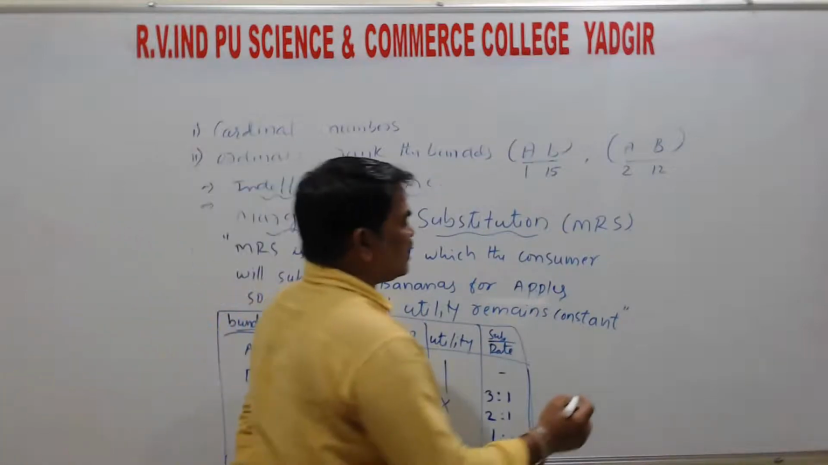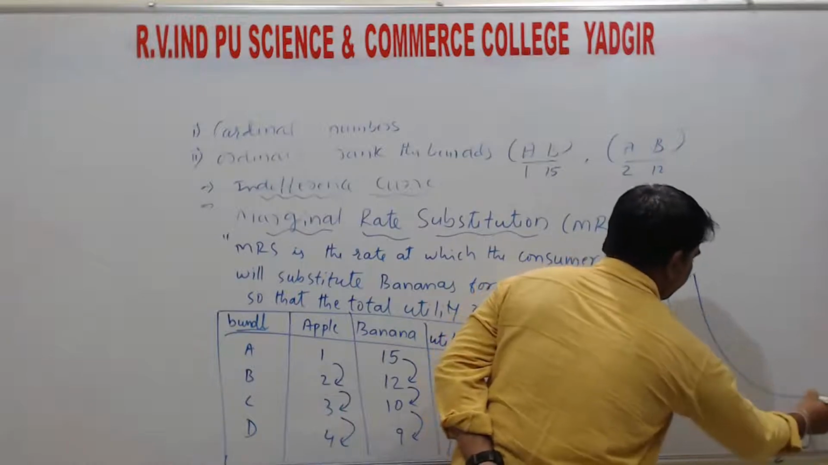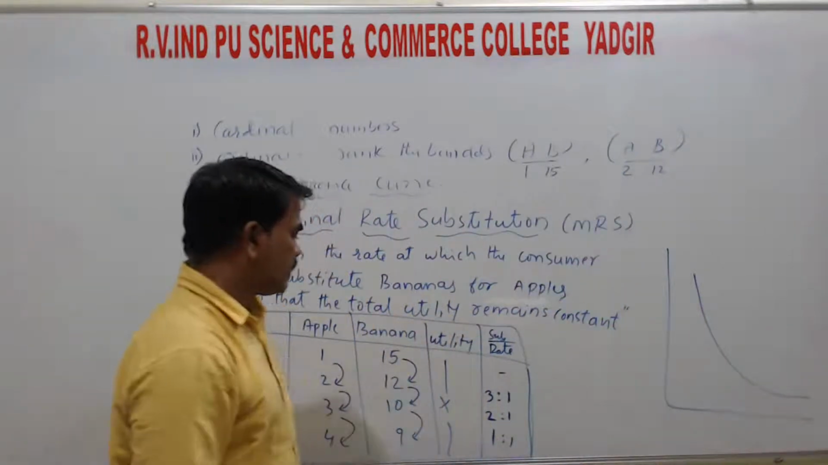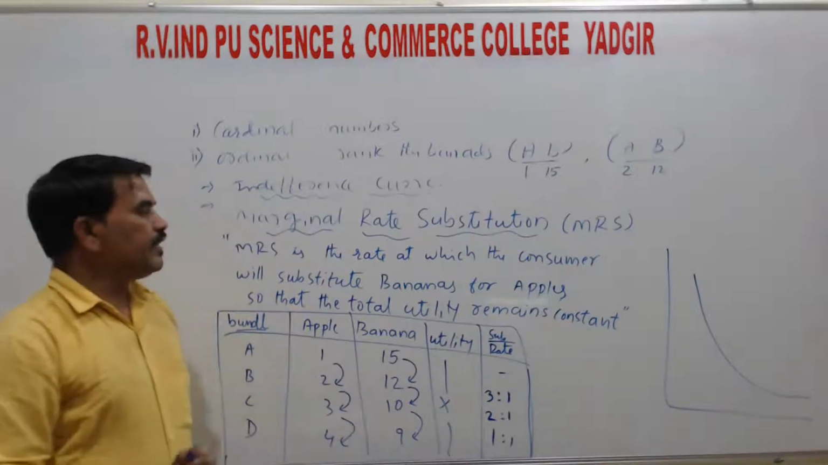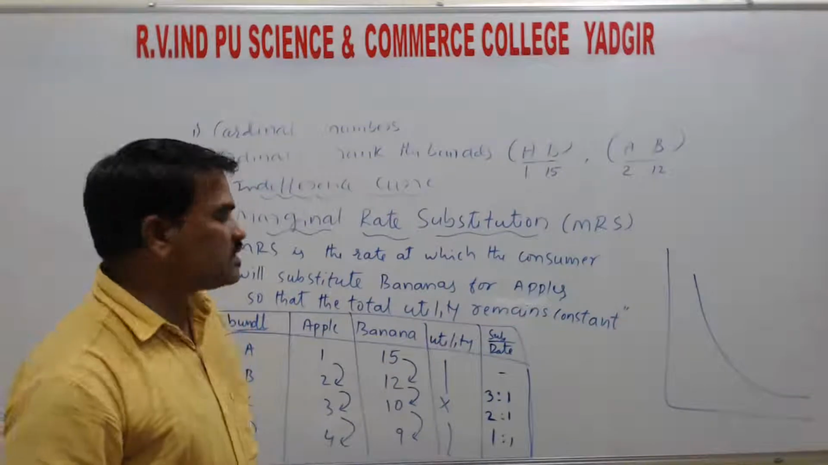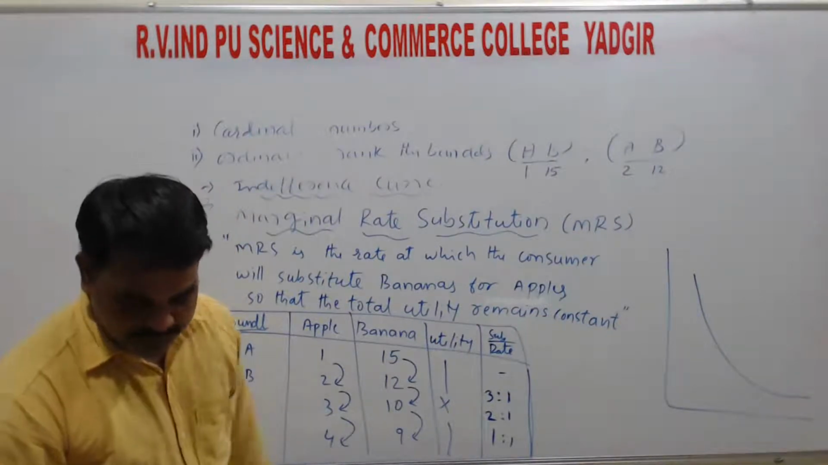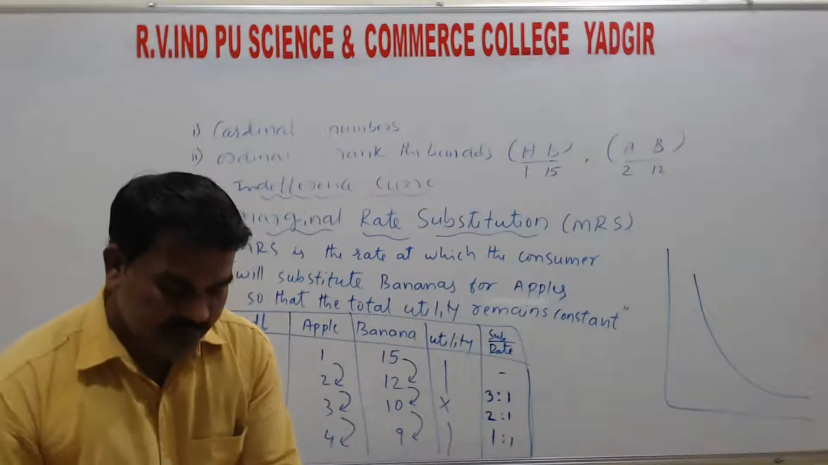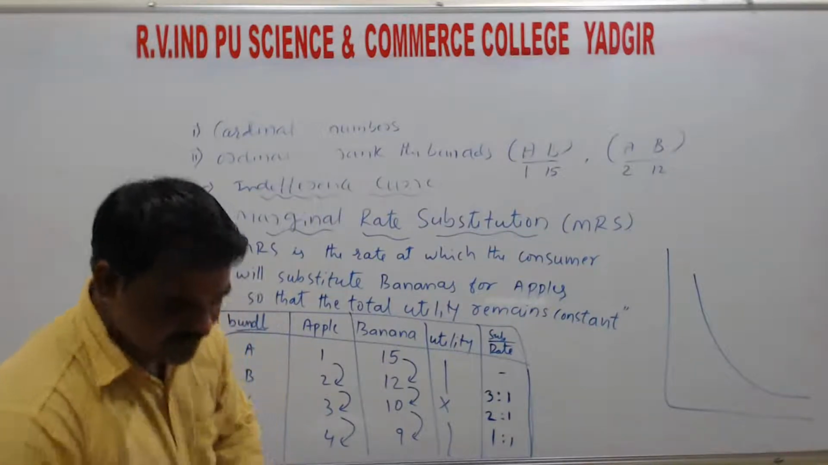So if we see this, we have the same table, and we can understand one more concept, called the law of diminishing marginal rate of substitution. We can use the same table to understand that concept.